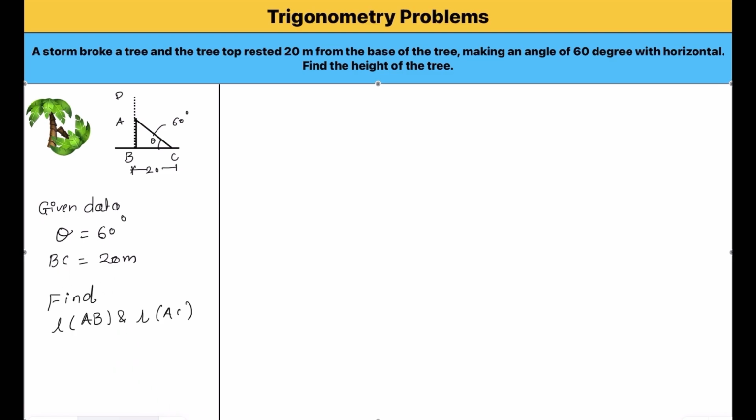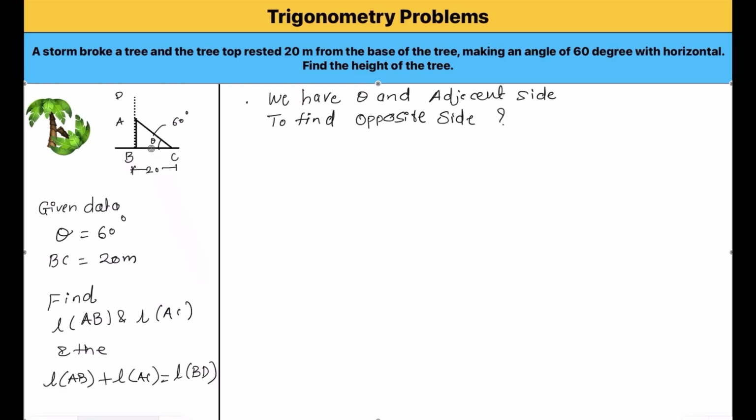We need to find length AB, the portion of the tree still standing, and length AC, the portion of the tree which is cut. If we add length AB and AC, that means this length and this length, we will come to know the original height of the tree, which is length BD. In terms of trigonometry, we have theta and the adjacent side, and we need to find the opposite side. So which trigonometric ratio would you use?